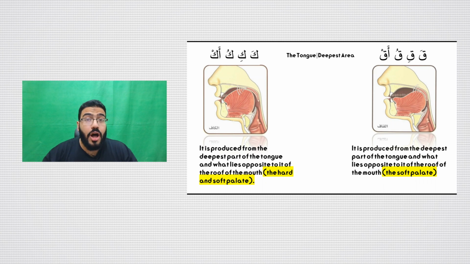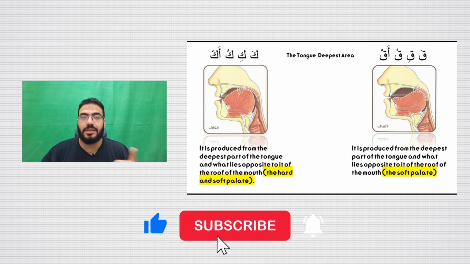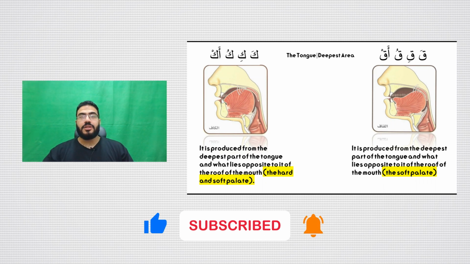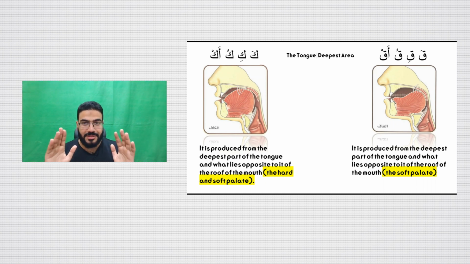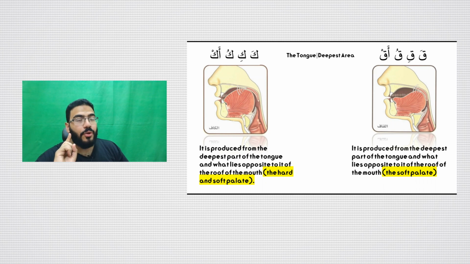Another difference: qaf has qalqala, and kaf instead has what? Hams, continuation of breath. Inshallah, we will study qalqala in the characteristics of letters, but let's repeat it for me. Aqo. Okay. In kaf, I don't say aka. It's a mistake, and a common mistake, by the way. It is not aka. No, it is ak.